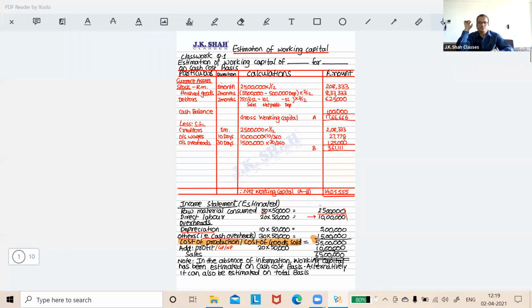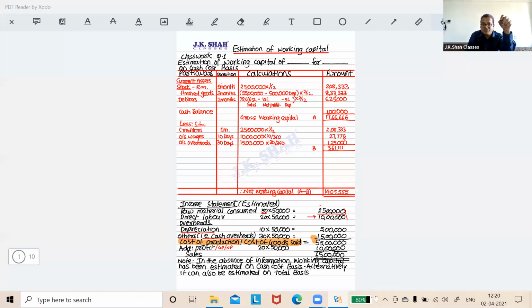So what we conclude from this, our overall amount which is going to get blocked in assets, that we have to arrange for assets, is how much? 17 lakh 66,666. But at the same time, we are getting some credit from others equal to 3,61,111. So ultimately, our working capital requirement is 14,05,555.